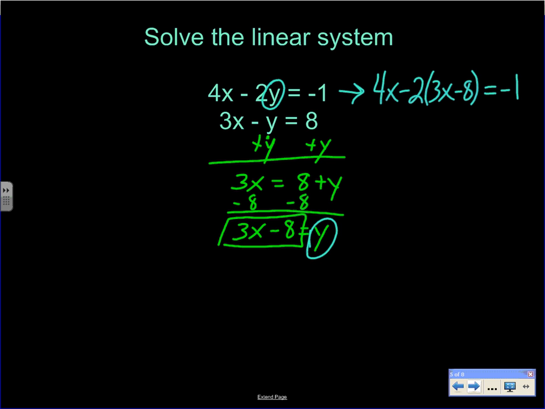And so this is where we're at. We notice we have an x and we have an x, so those are like terms, which is a good thing. Let's distribute. What number are we distributing to 3x? Look at that number. If you've said 2, you forgot to look at the sign. What's the sign in front of 2? It's a negative 2. So negative 2 times 3x is going to give us a negative 6x. And negative 2 times negative 8 will give us a positive 16.